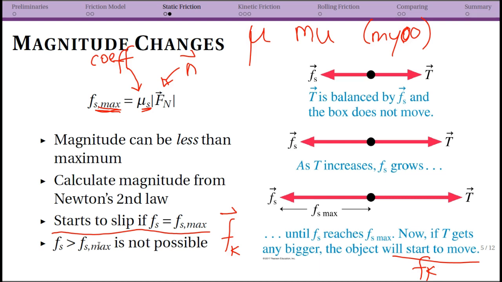So please remember to calculate it from Newton's second law, which remember is just that idea that your net force equals your mass times your acceleration. So if you know that it's not accelerating, which is frequently going to be the case along the surface, then you know that your net force along the surface must be zero. So please be careful about that. Static friction is tricky since the calculation of maximum is different from how we often actually calculate it.